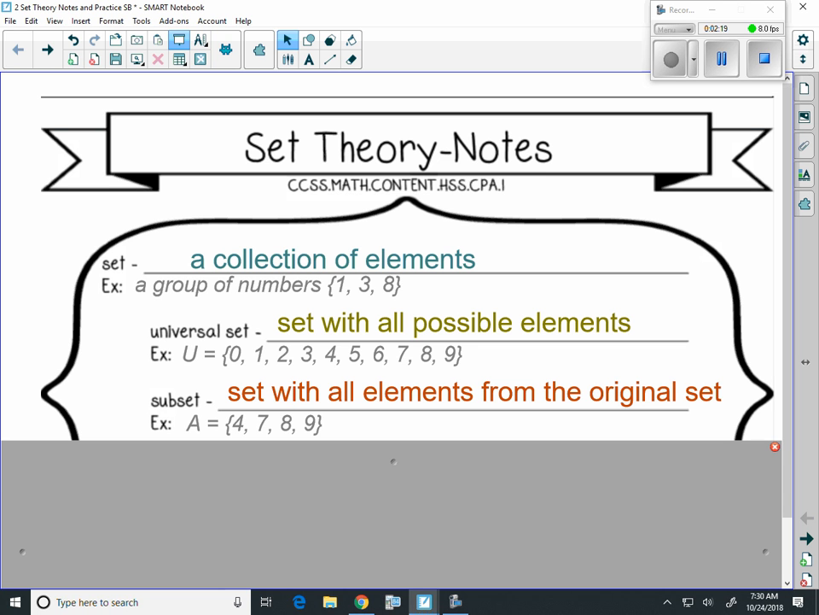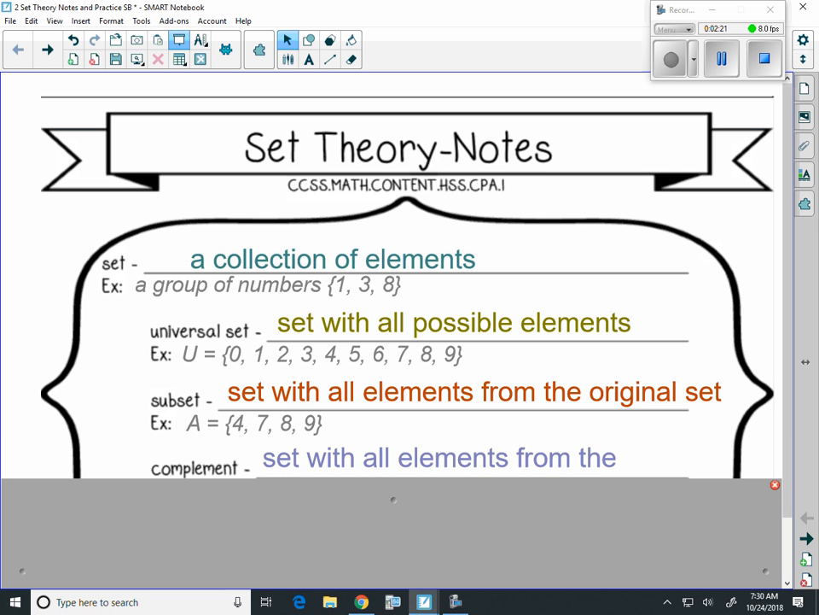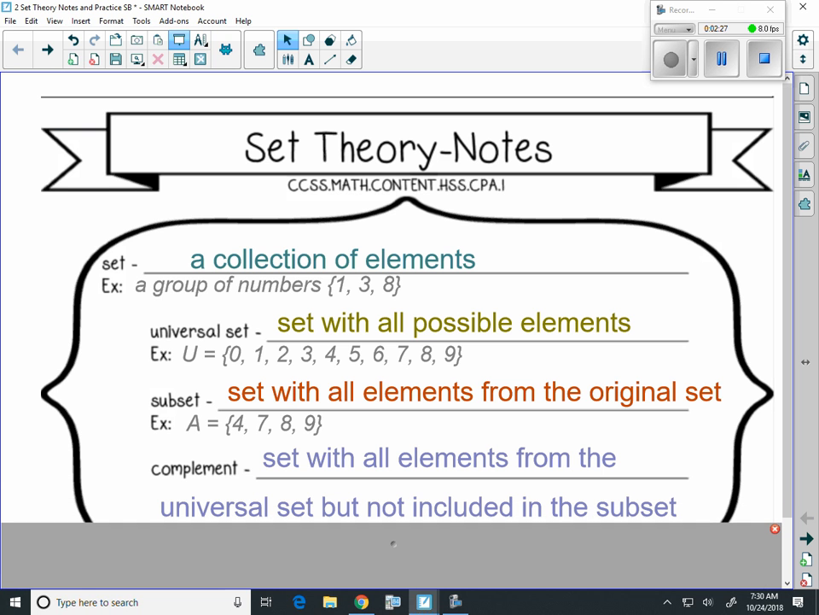Okay, then we have something called the complement. Okay, the complement is the set with all elements from the universal set that are not in the subset. So it's kind of like the leftover numbers. Okay, so universal subset, whatever's not in the subset will be the complement.